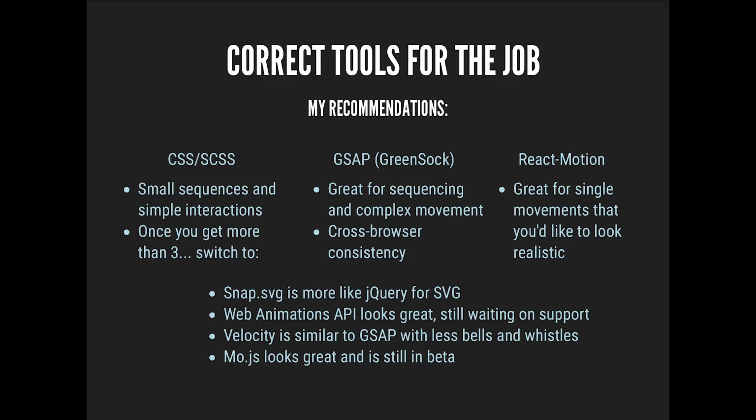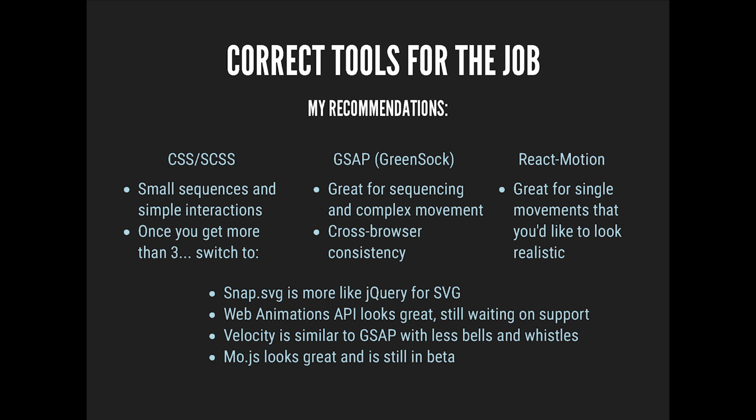So I would say that for CSS and SCSS, Sass kind of stuff, it's really, really awesome for UI, UX animation. You don't have to load external resources. It's great for small sequences and simple interactions. But once you get to 3 or more, you should be switching to GSAP, and that's that sequencing. And I'm going to go into a deep dive of that in a minute, too.